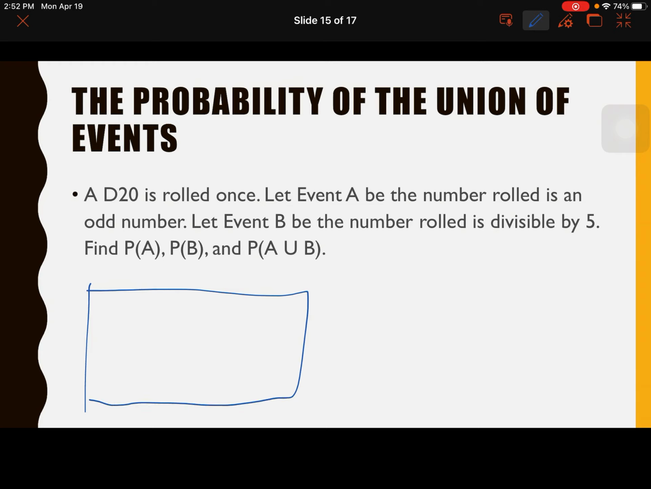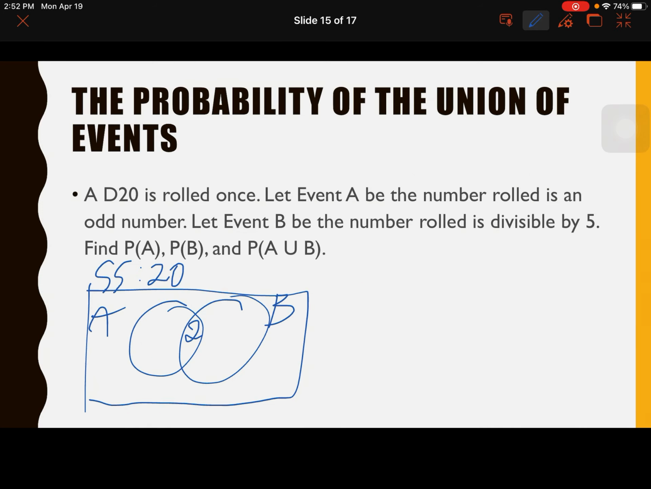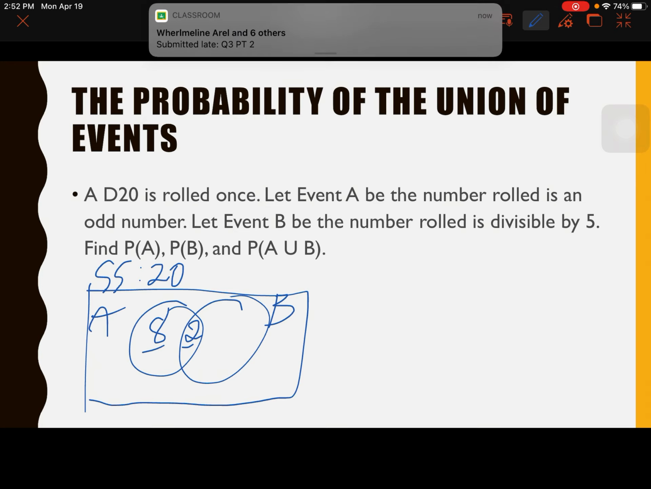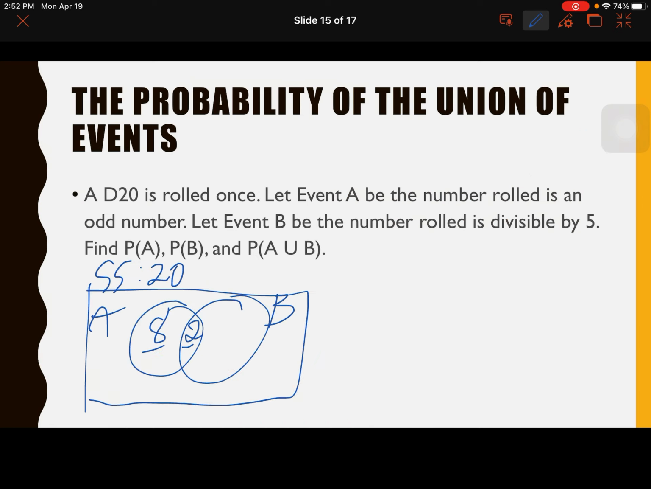Syempre, we start with your rectangle, your sample space of 20, your overlapping circles, correctly labeled, and then our items. So, dun muna tayo sa overlap. May dalawang items silang magka-overlap, diba? And then, balikan natin, ilan yung N of A? 10. We already have 2 there, so we just need to put an 8. Para 8 plus 2 is 10. And then for B, we have 4. We already have a 2 here, so 2 na lang yung kulang.